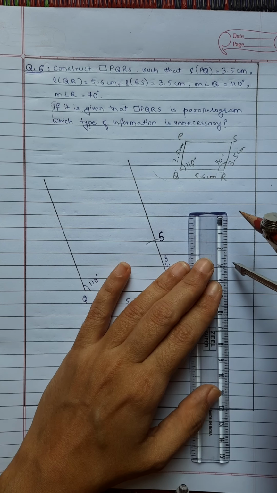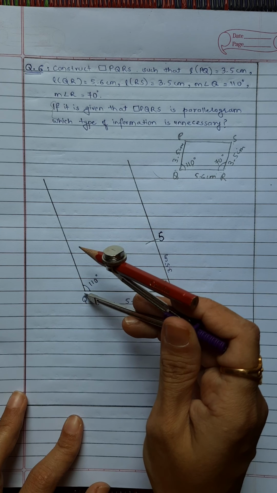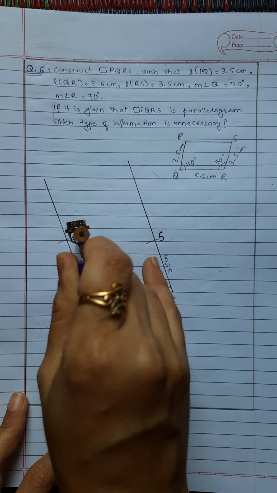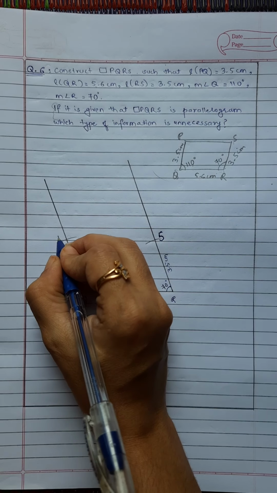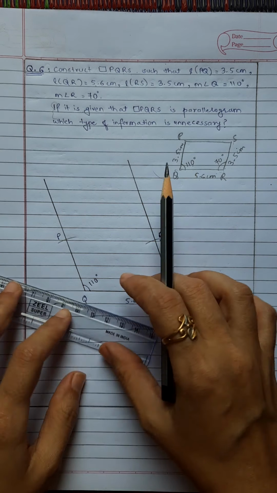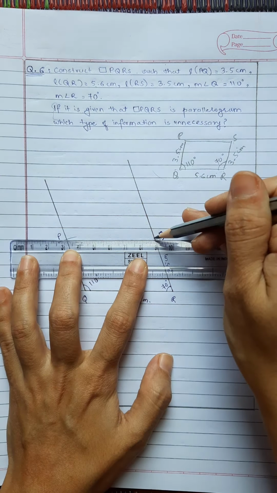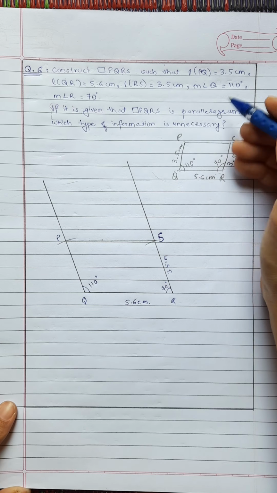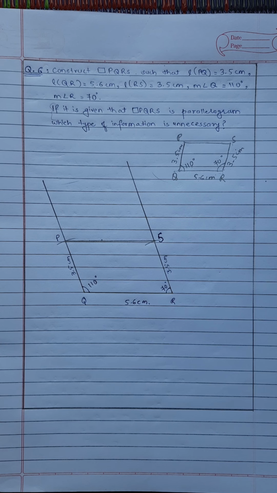Now P to Q, the length is 3.5 centimeters. So take in the compass 3.5 centimeters. It was taken before. Keep it on vertex Q. Get an arc on this line. Now the point that we got is nothing but point P. So we got P and S now. We can join it. Join P and S in this way. Write the length of PQ, that is 3.5 centimeters. So this is the required quadrilateral which was asked in the question.